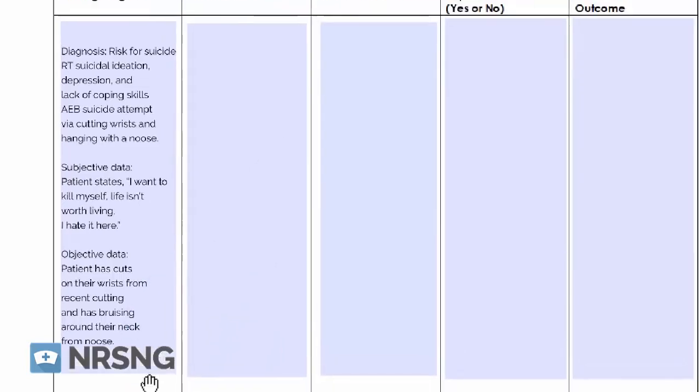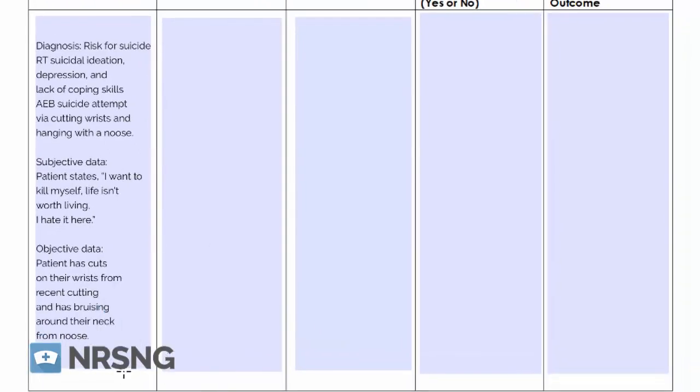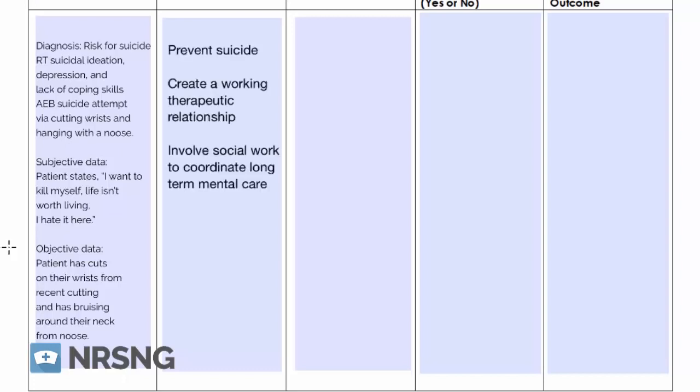So from here, we've written out a diagnosis, the main one, risk for suicide. The goals for this patient are obviously to prevent them from committing suicide. We want to create a working therapeutic relationship. I think that's really going to help with bridging them to where they need to go, and then involving social work to coordinate long-term mental care. Really, as far as physical patient goals, it's not like you can say, I'm going to be monitoring fluids or vitals or anything like that. This one's more of a mental aspect.